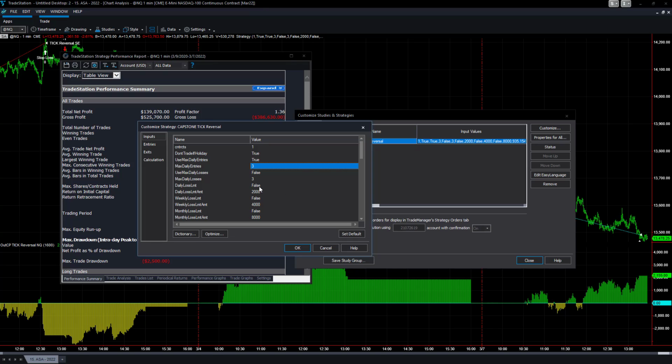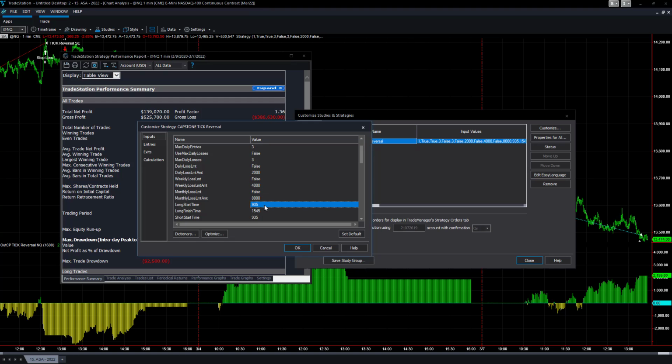But you could also override that with a max daily loss limit, and that would work on a closed trade basis. It would not close out an existing position once it hit that number. It would just be based on if the current loss was that much for a day, it would not take new trades. Weekly loss limit, you could add that as well. Monthly loss limit, again, those are closed trade basis. It won't enter a new trade if it exceeds that threshold on this amount level.